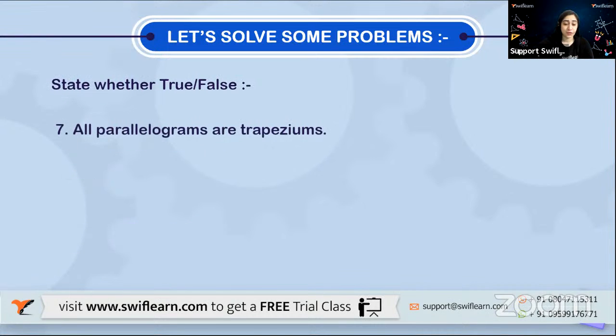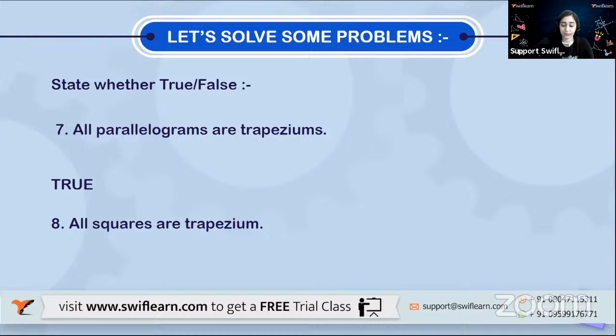Moving on to the next one, it says all parallelograms are trapeziums. Is it true or false? Yes, it's true. All parallelograms are trapeziums, because a trapezium has the properties of a parallelogram. Great.